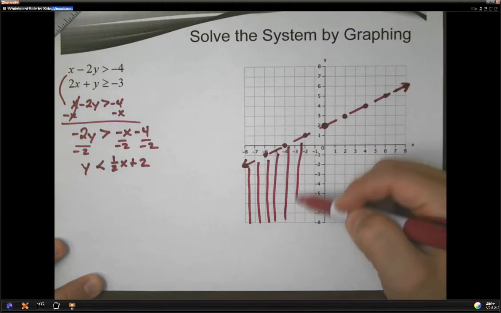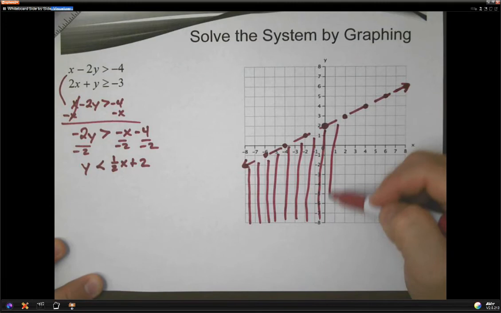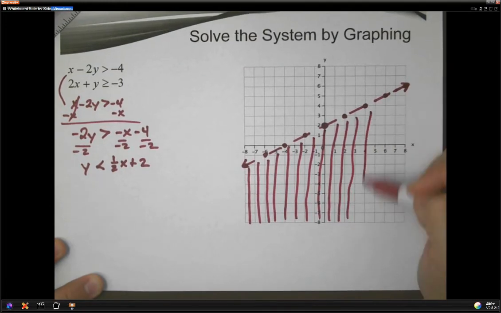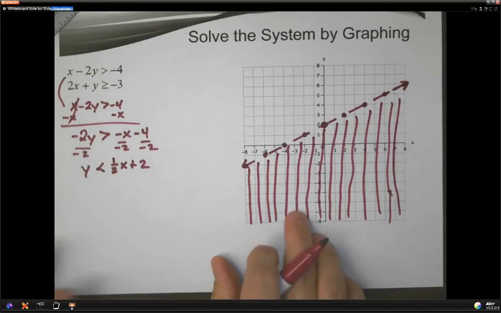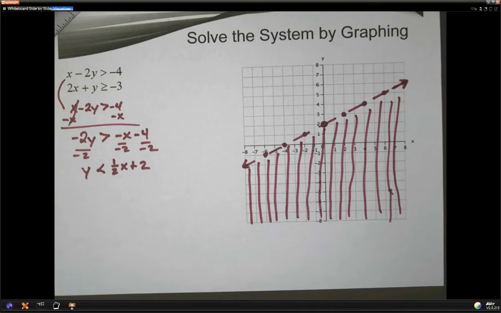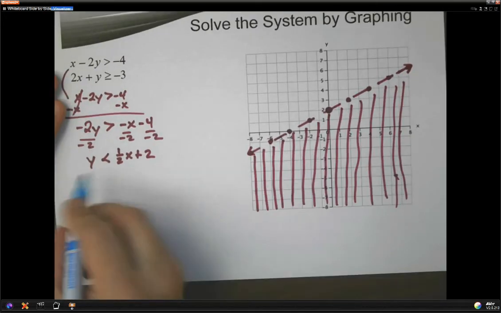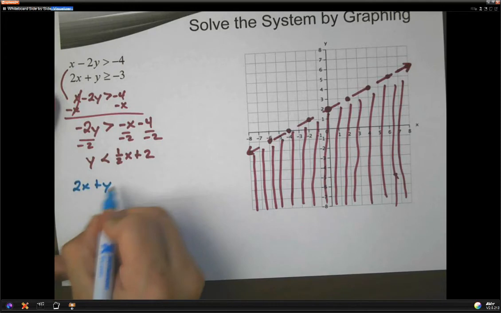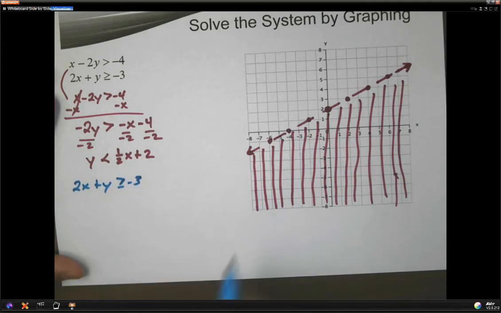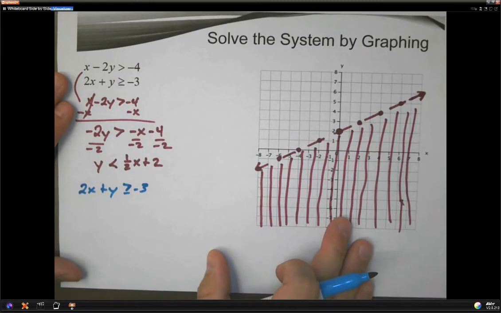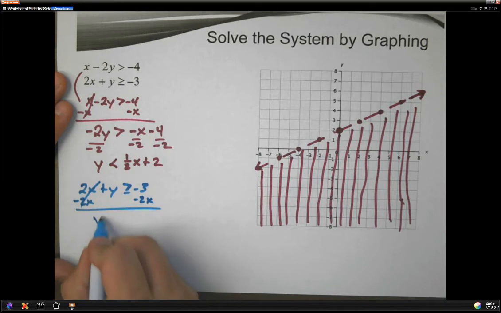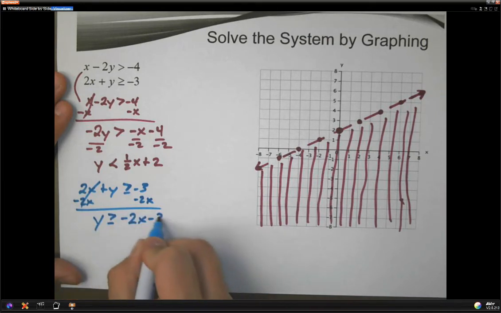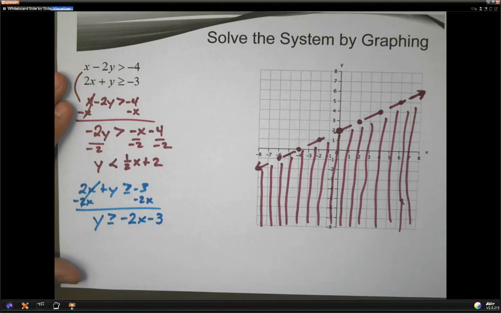And we're just going to have to rinse and repeat, pretty much do the same thing for the other inequality. It's not in slope-intercept form yet, so we're going to have to put it in slope-intercept form. So let's rearrange again. We have 2x plus y is greater than or equal to -3. That is the other equation. So we're going to go ahead and move the 2x to the other side to prep for slope-intercept form. Nothing with the y this time, so that's perfect. It is in slope-intercept form now.